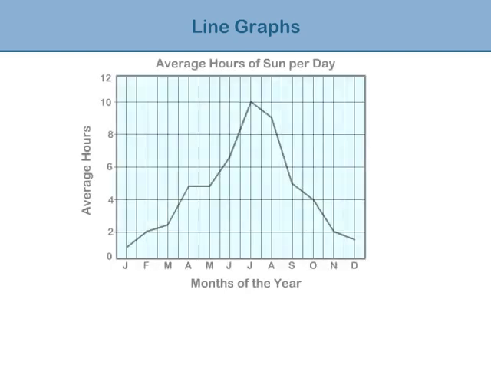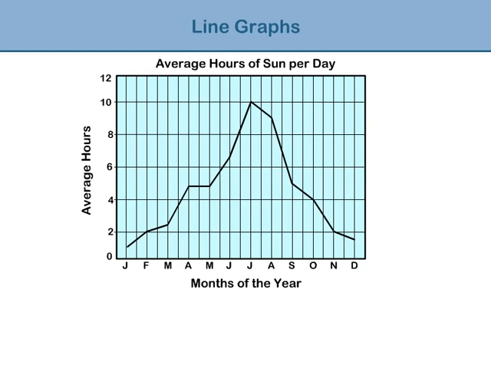Let's take a look at another line graph and see how we can use it to interpret information. This line graph is similar to the previous example, except that this time it shows the average amount of sunshine each month throughout the year.